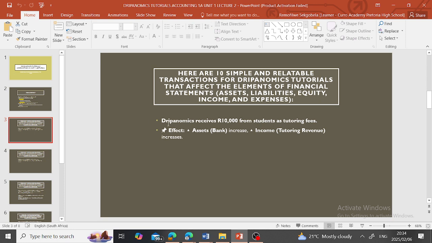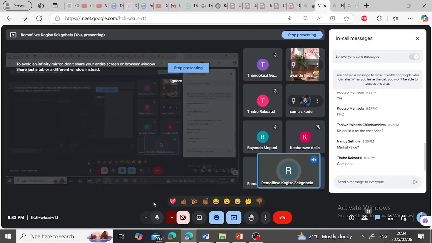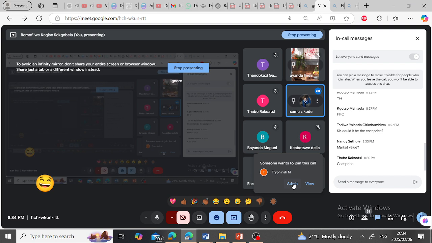So Dripanomics receives 10,000 from students as tutoring fees, right? I already helped you guys here. I've given you the answers here. What is going to be affected? When we're dealing with what we call our accounting equation, who here knows the accounting equation? Who here knows the accounting equation?